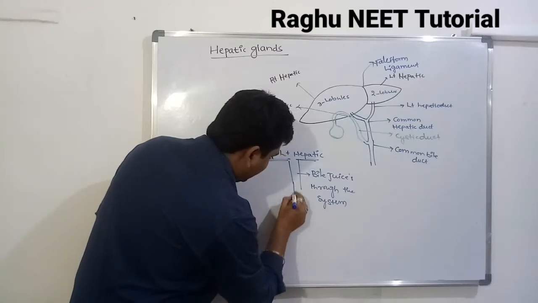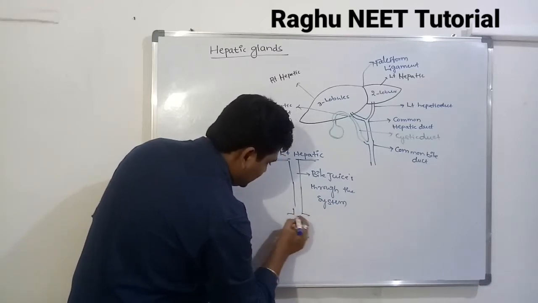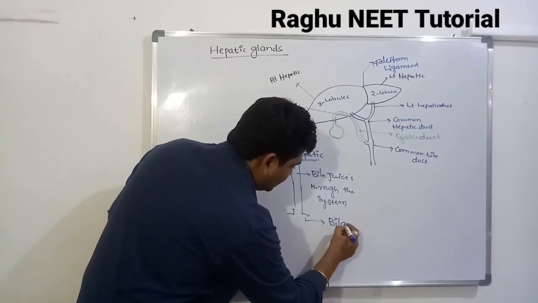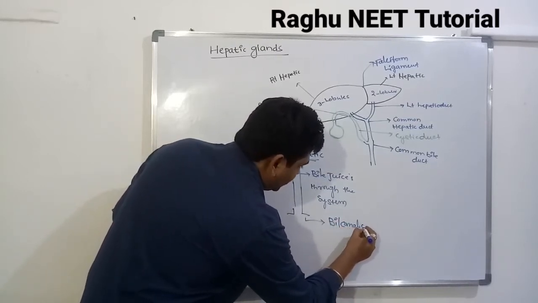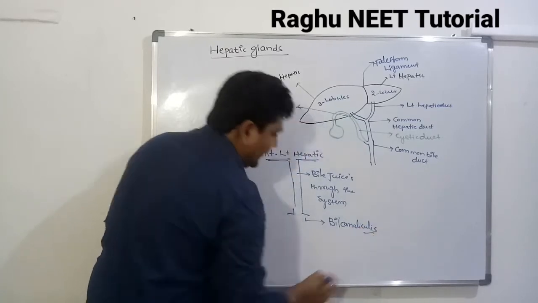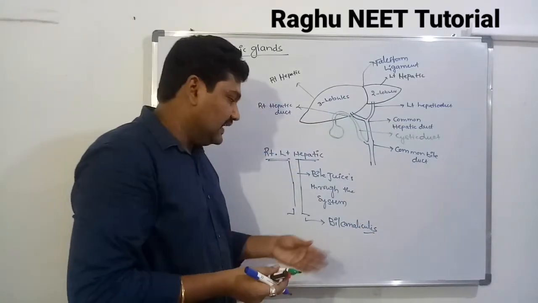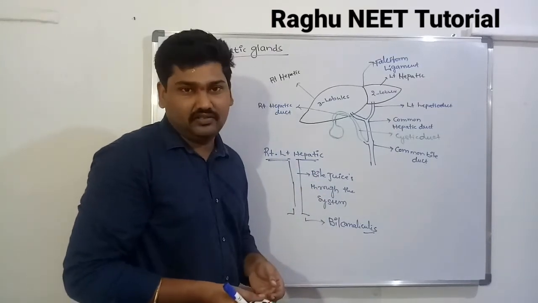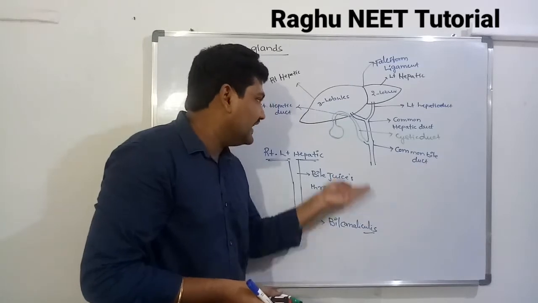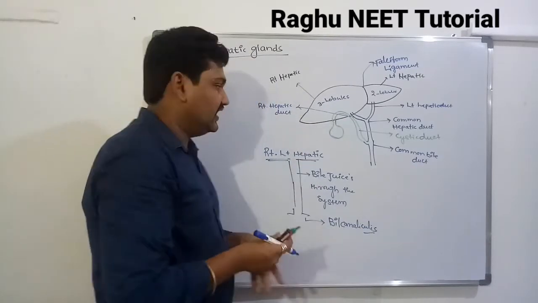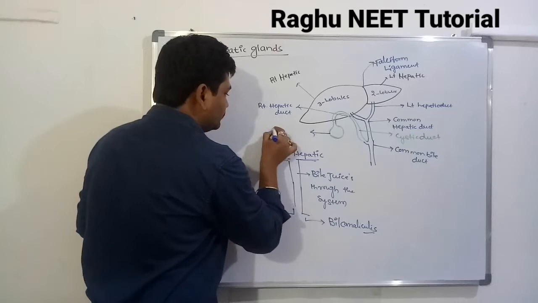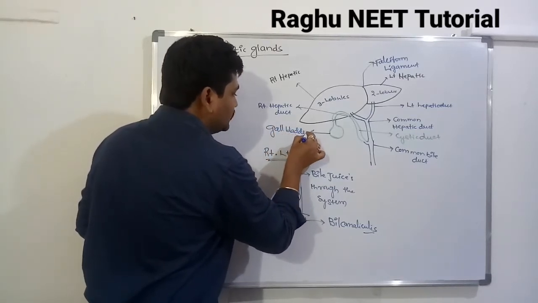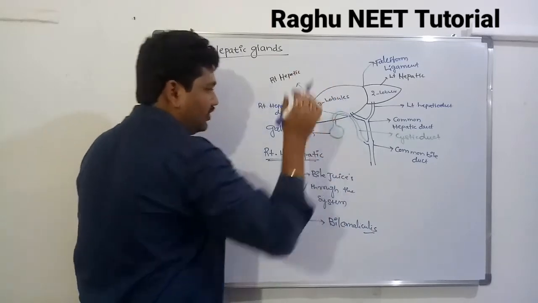The system is called the bile canaliculi. What is this bile canaliculi? It receives the bile juices from the hepatic region. This bile canaliculi directly connects with the gallbladder, for storage of bile juices in the gallbladder region.